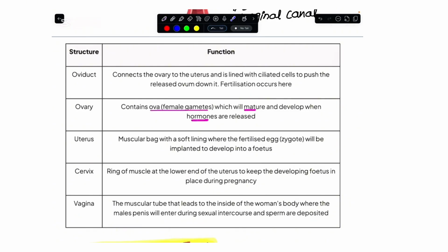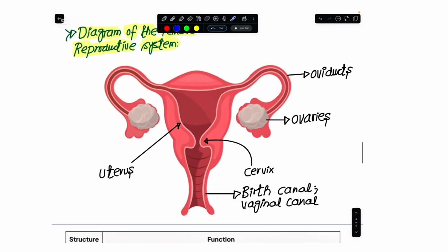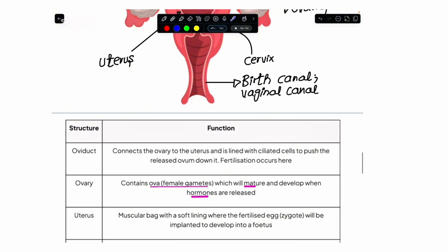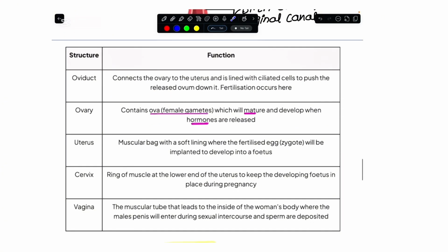Likewise, after the ovaries, we have the oviducts, a funnel-like or tubular structure. What we understand here is that this oviduct simply connects the ovaries to the uterus. At the same time, the fertilization would also occur here.